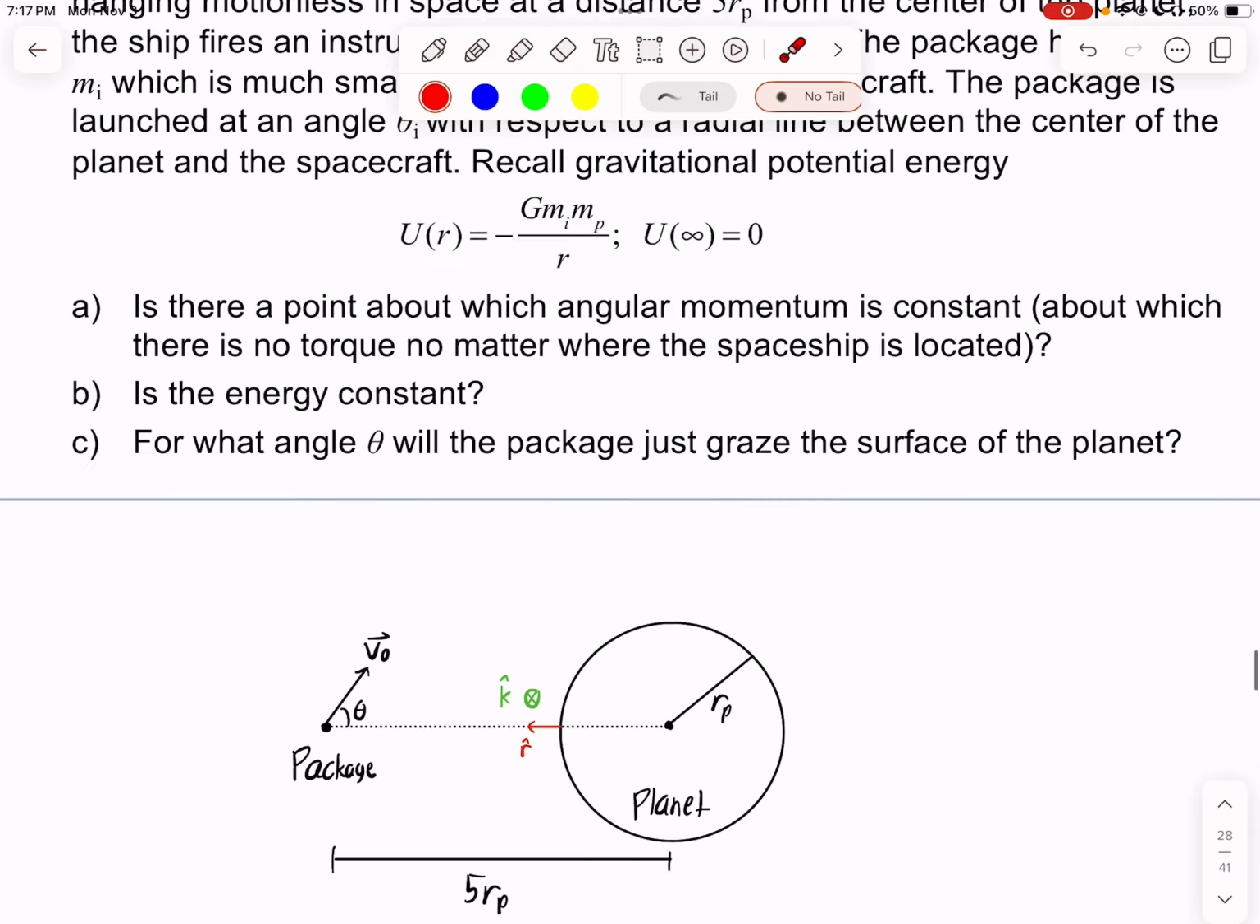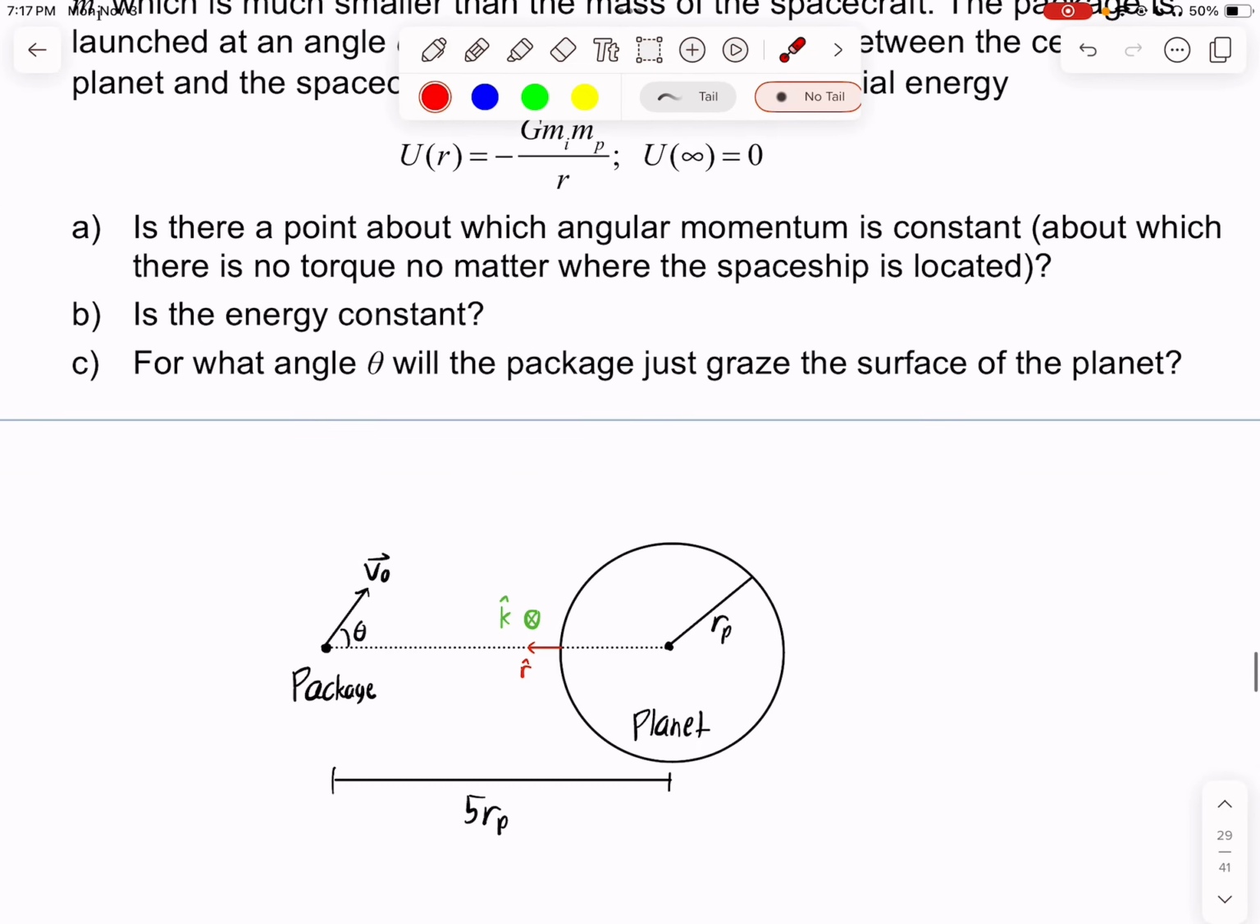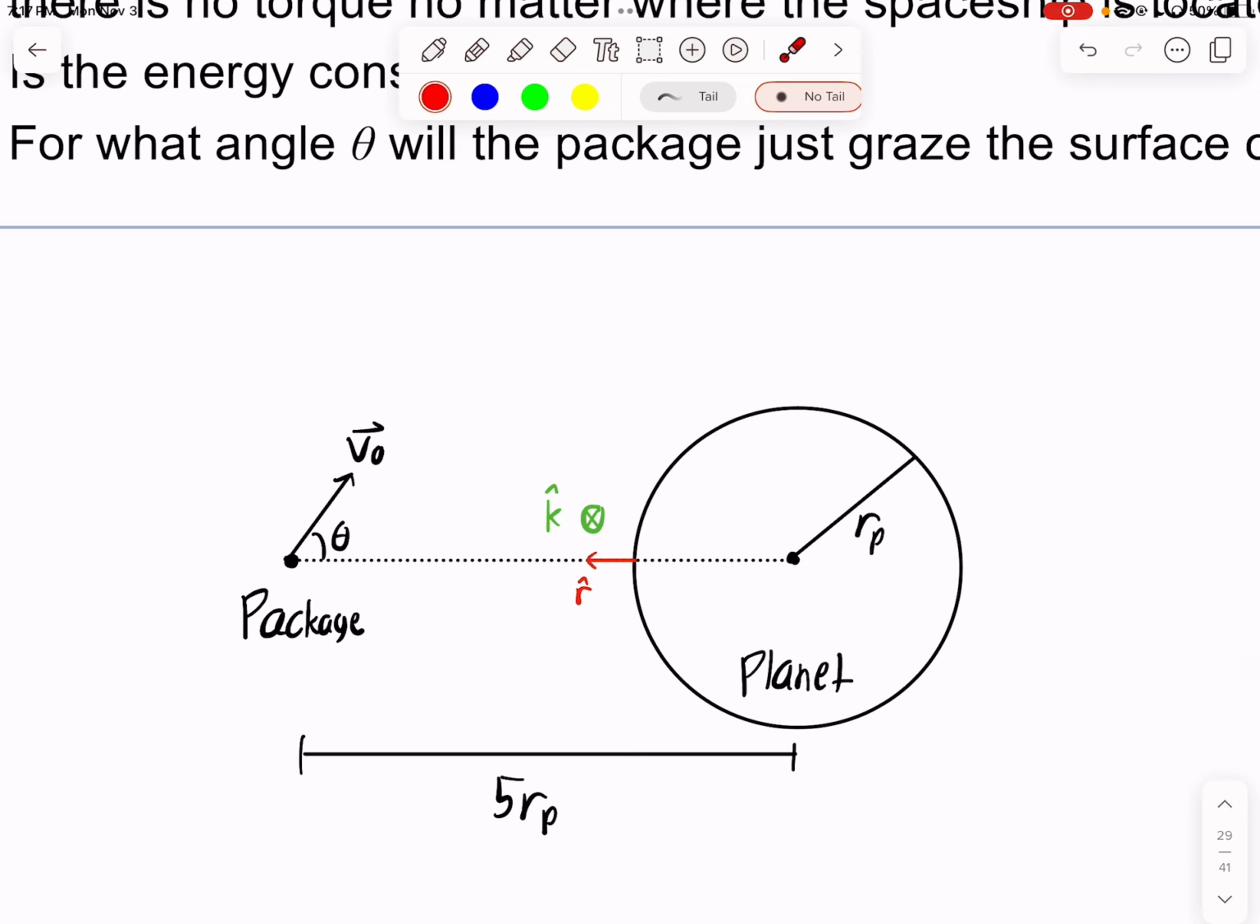All this above diagram is trying to convey is that you have some object, this package, orbiting around this planet at some velocity v naught. And in this initial state, the velocity v naught makes an angle theta relative to this radial axis that stems from this planet.